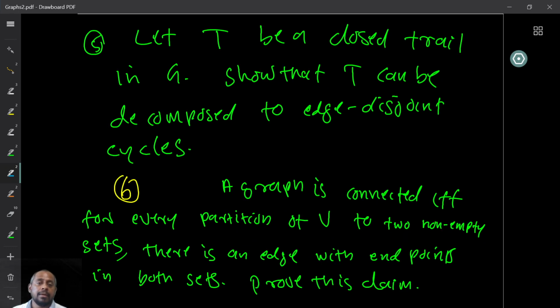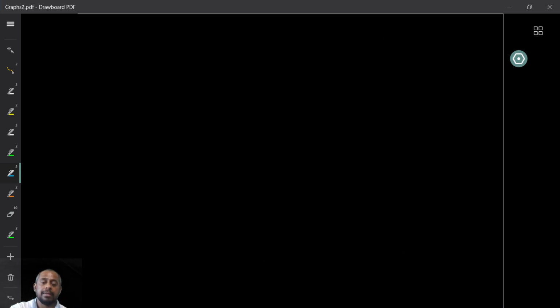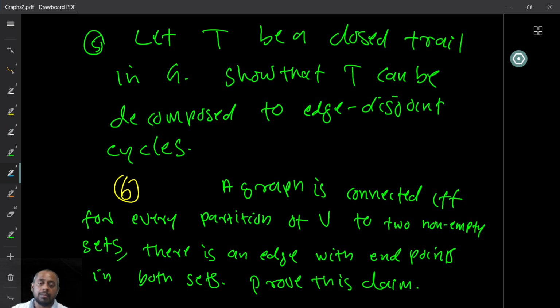Fifth question, let T be a closed trail in a graph G. Show that T can be decomposed into edge disjoint cycles. And finally, a graph is connected if and only if for every partition of the vertex set V into non-empty sets, there is an edge with endpoints in both the sets. So you have to prove this. So this is basically the homework assignments.